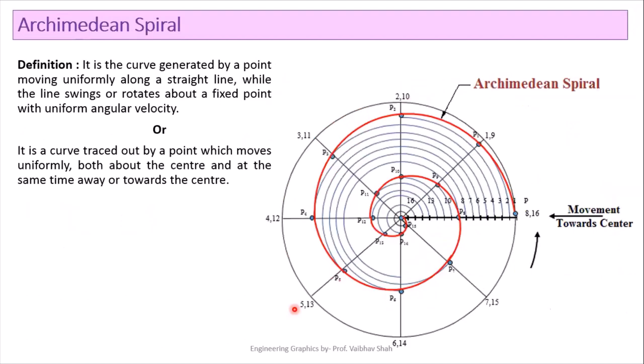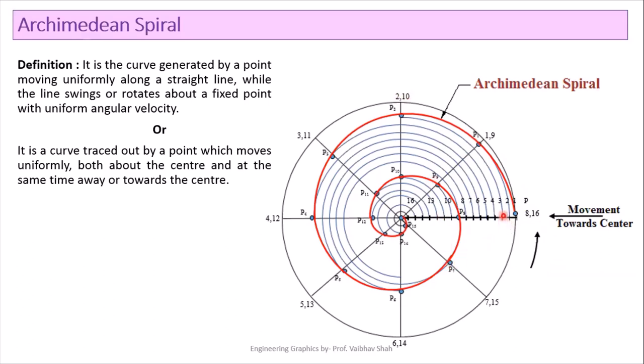Let us move ahead. Archimedean spiral. So this is nothing but an Archimedean spiral. So let us first define the spiral. It is the curve generated by a point moving uniformly along a straight line while the line swings or rotates about a fixed point with uniform angular velocity. So let us suppose that this is a fixed point about which this dark line will rotate. Here in this case, it will be rotating in the anti-clockwise direction.